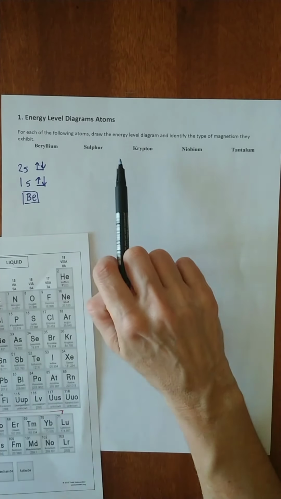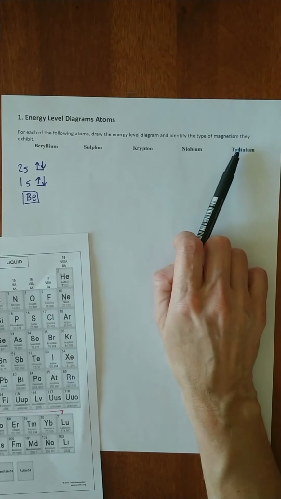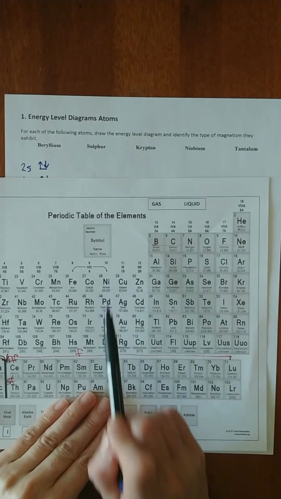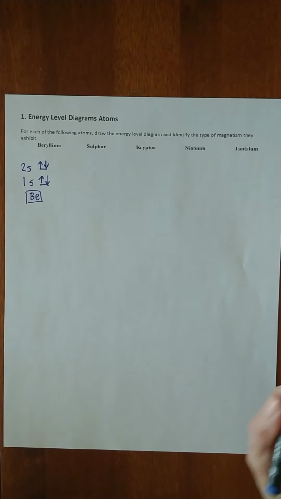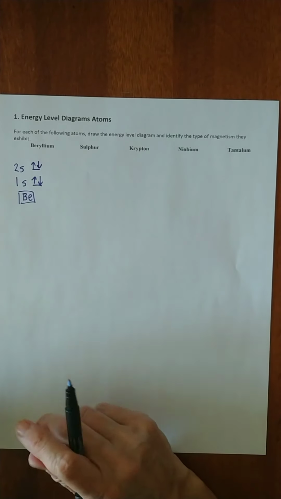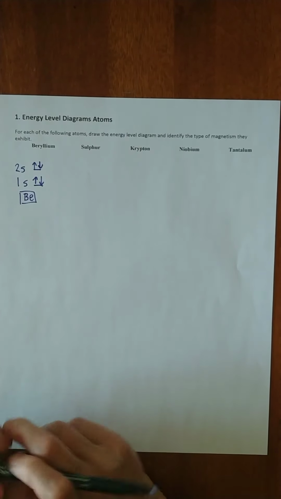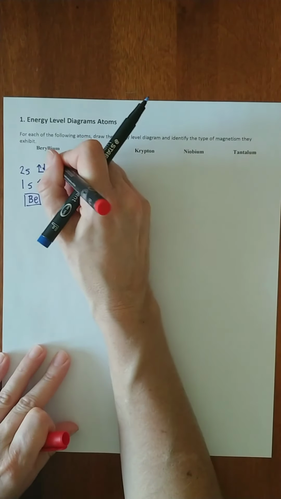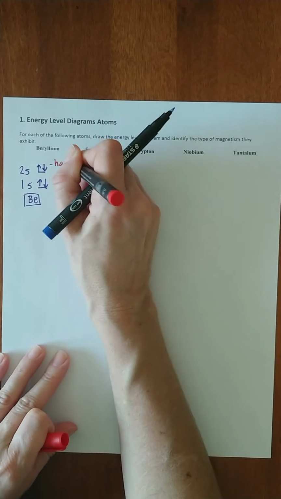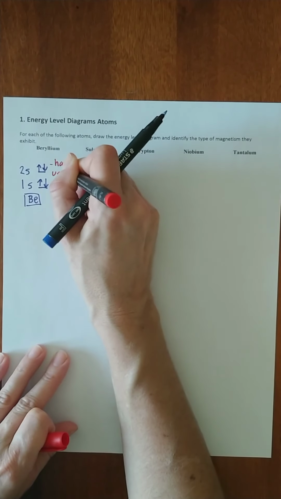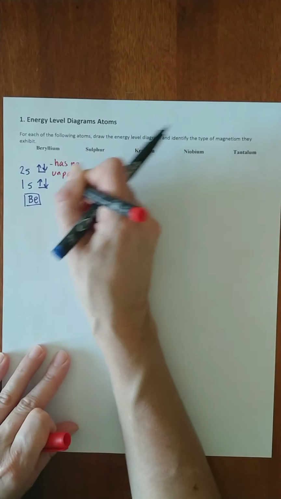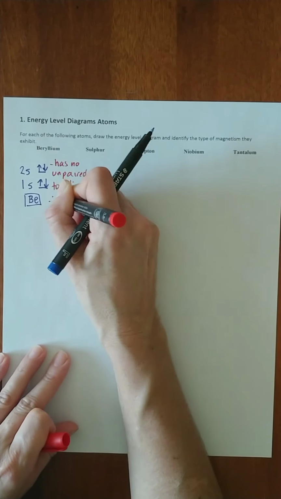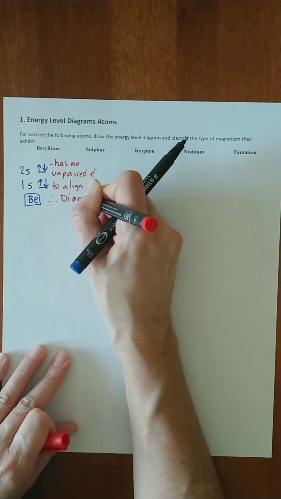Simple as that. To identify the type of magnetism. So ferromagnetic elements, there's only 3. Iron, cobalt, nickel. Paramagnetic means you have temporary magnetism due to unpaired electrons. And diamagnetism is no unpaired electrons. So we're going to say that this has no unpaired electrons to align in a magnetic field. Therefore, it is diamagnetic.